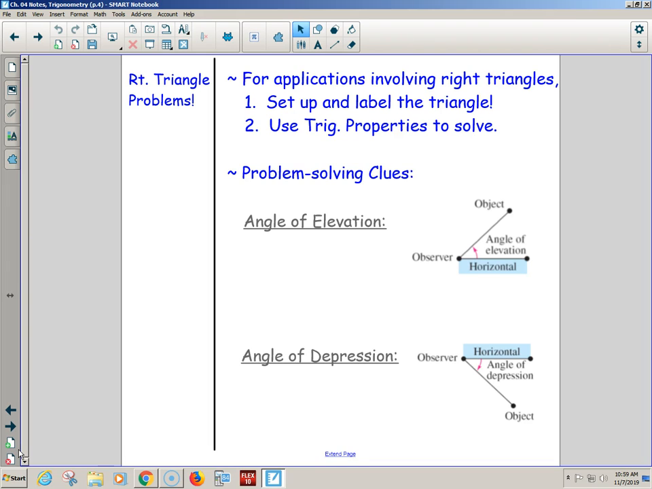All right, let's go ahead and talk about a few different right triangle problem clues. First of all, set up and label the triangle. Do I want you to draw a picture? The answer is yes. But I don't just want you to draw a picture, I also want you to label it. What do we label pictures with? Words. Usually constants and variables, right?